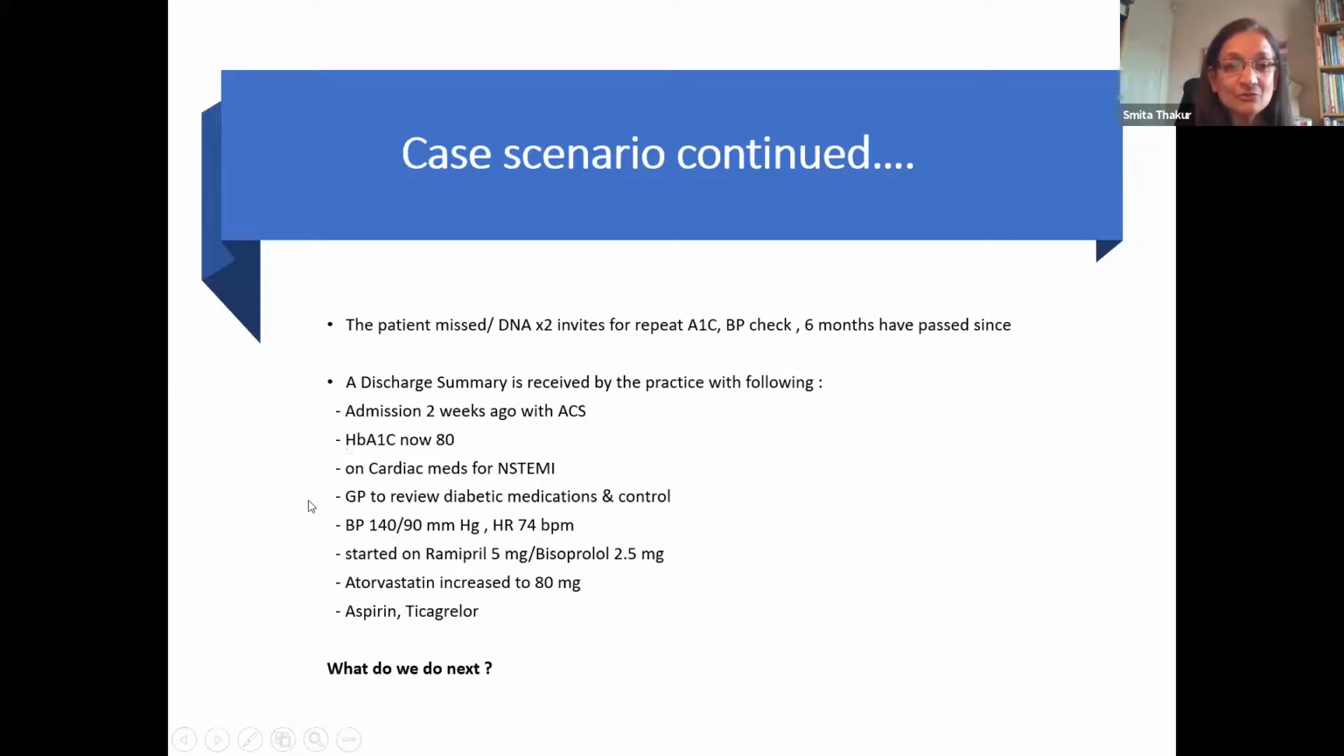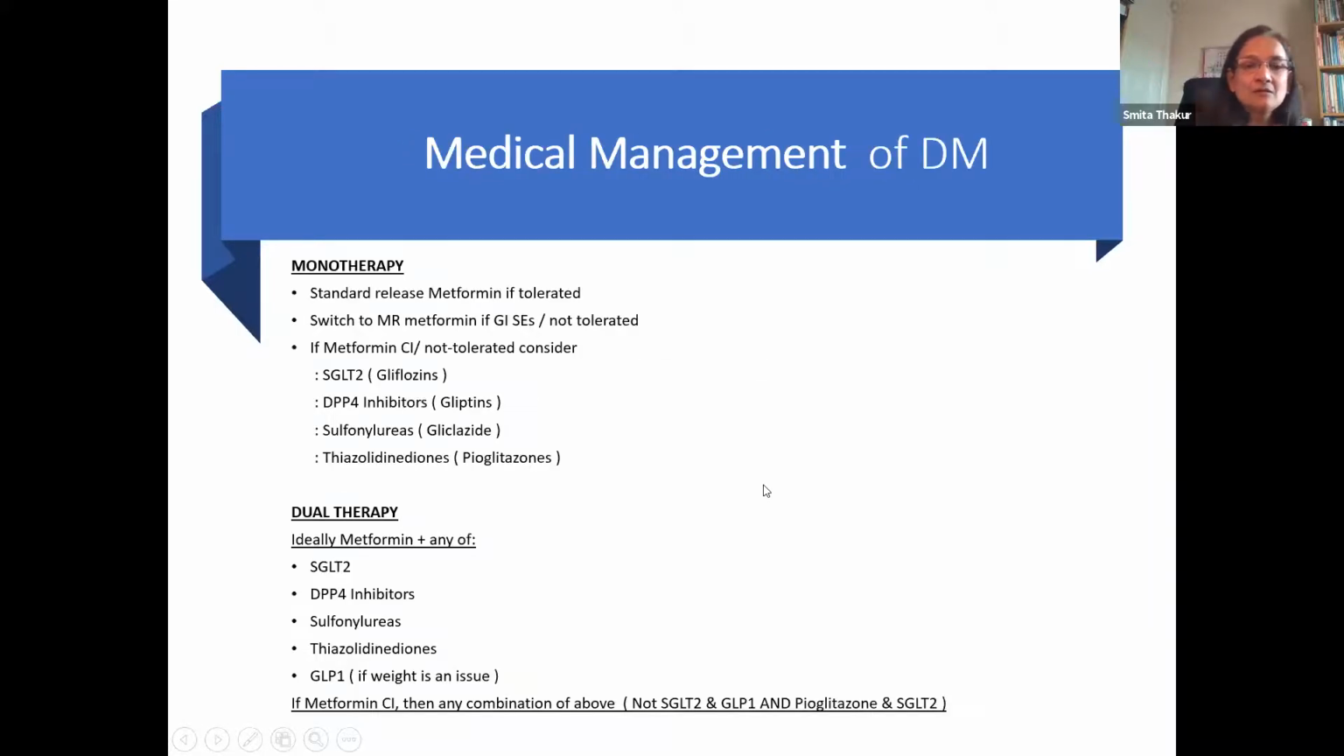So his diabetes is poorly controlled, he has suboptimal blood pressure control, and he's had an event. In terms of managing type 2 diabetes, we have monotherapy, which this gentleman is already on, metformin, and then switch to modified release if side effects, if contraindicated or not tolerated. You can either use SGLT2s, DPP4, sulfonylurea, or glitazones. Once they're on a single agent and you have to optimize his medication, you can add any of these. Obviously, you do not use SGLT2 and GLP-1 together because the mechanism of action is the same. And at the same time, you do not use pioglitazone and SGLT2.